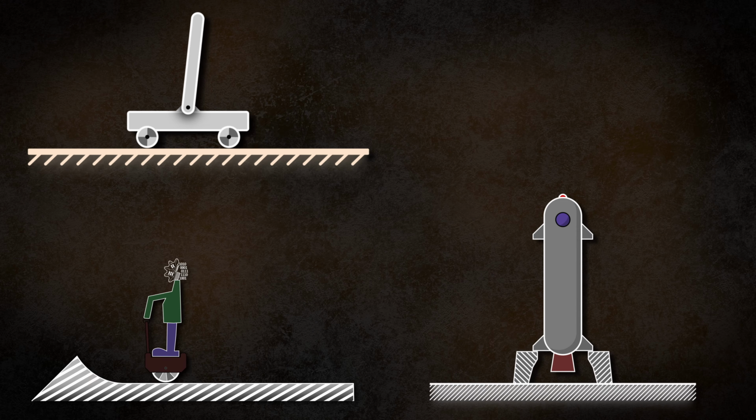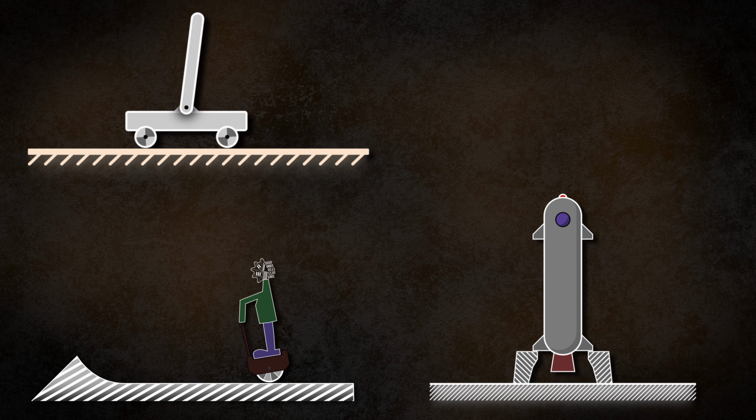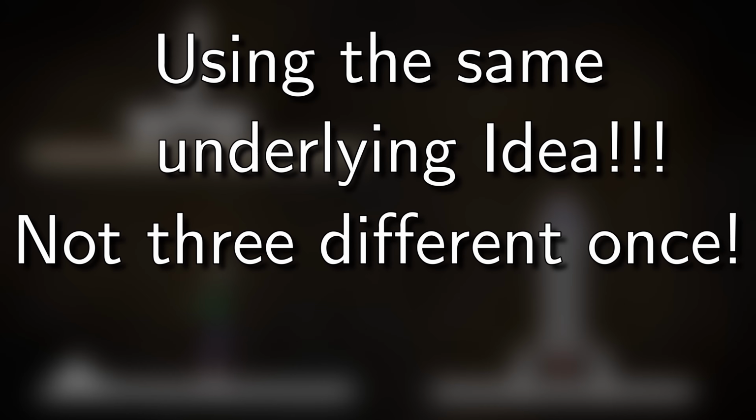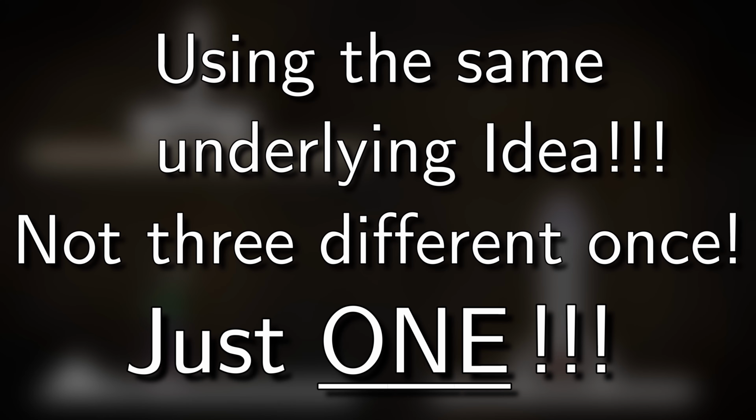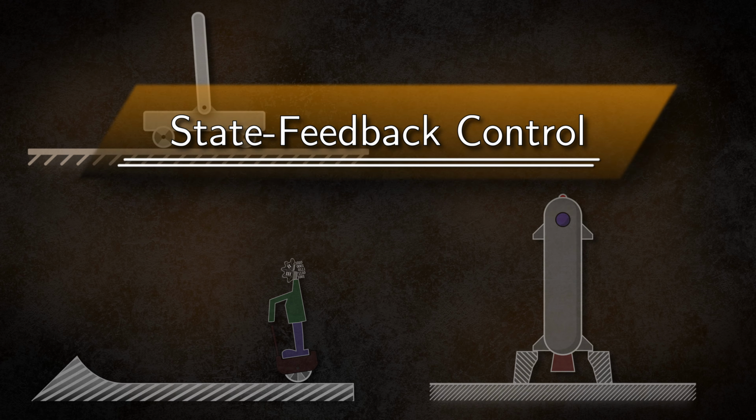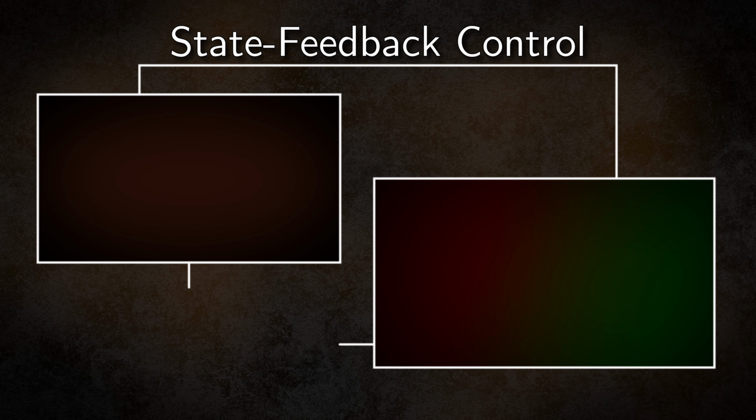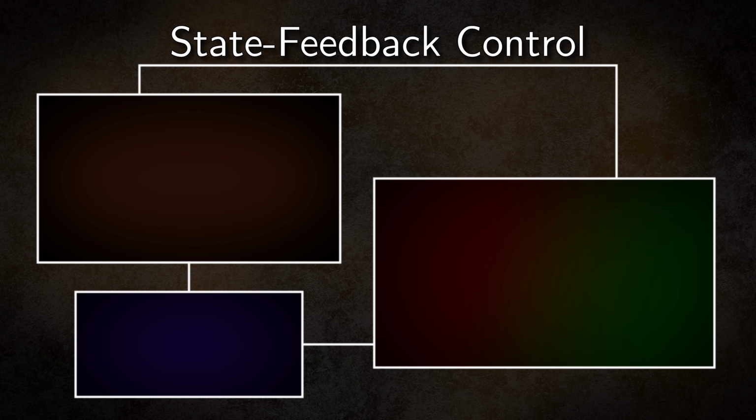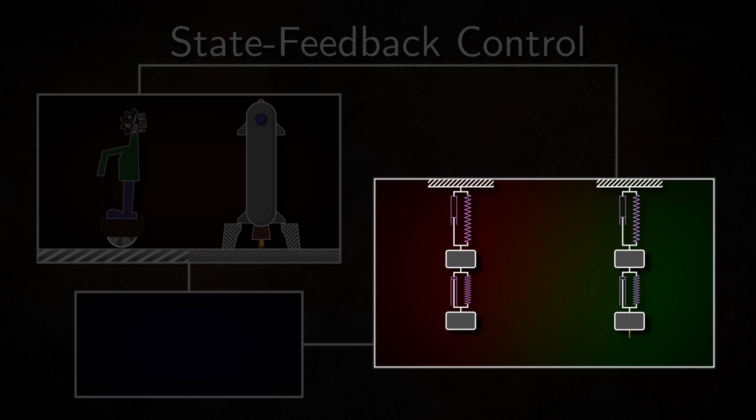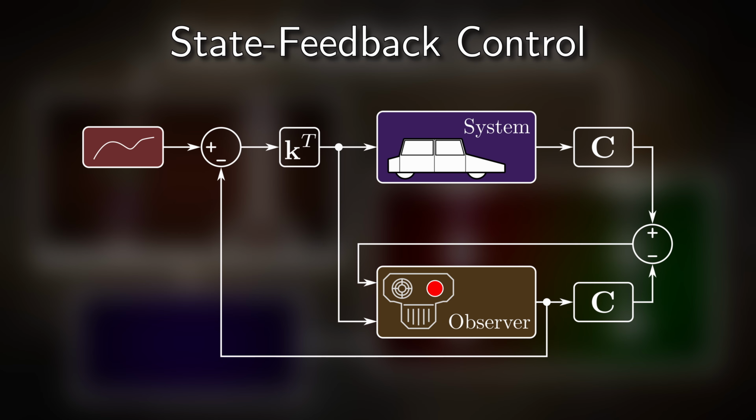Here's the surprising part. We can stabilize all of these systems using the same underlying idea. Not 3 different ones, just one. This idea is called state feedback control. This video marks the starting point of a new series where we will build a clean and intuitive understanding of what that means. Whether we are stabilizing something that is inherently unstable, or simply reducing oscillations in an otherwise well-behaved system, the core idea stays the same.